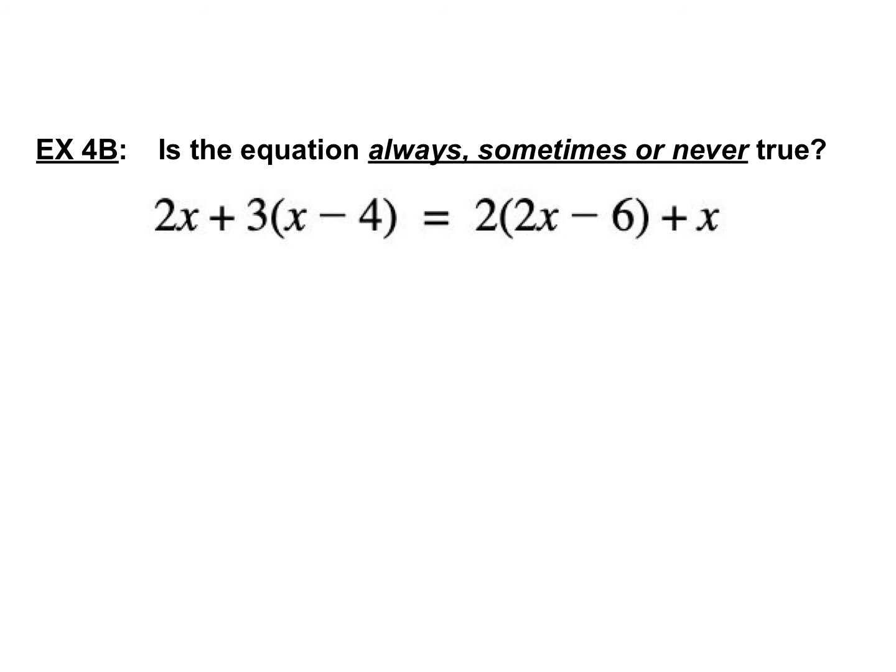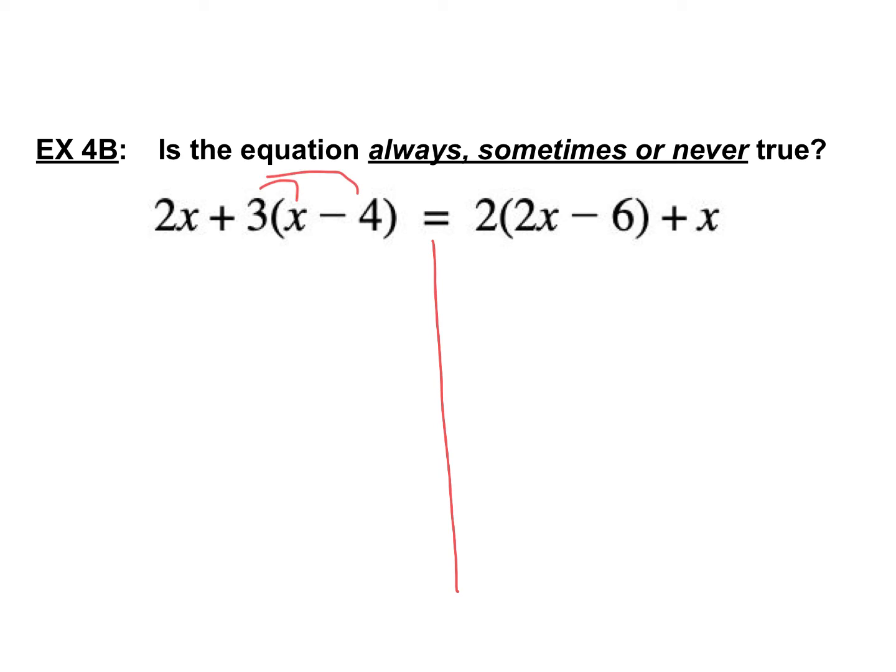So in example 4b, I want you to go ahead and do this on your own. Distribute, collect like terms on each side, get the variable on each side, and then come up with an answer. And based upon that answer, decide, is that equation always, sometimes, or never true? Go ahead and pause the video, do your work, and then restart it. All right, so hopefully you've already done your work.